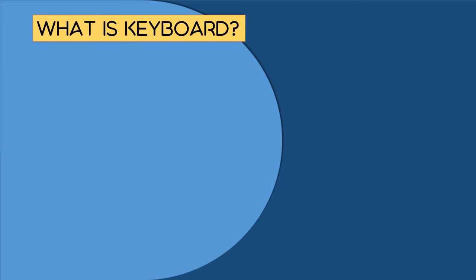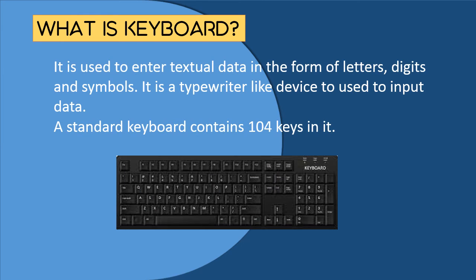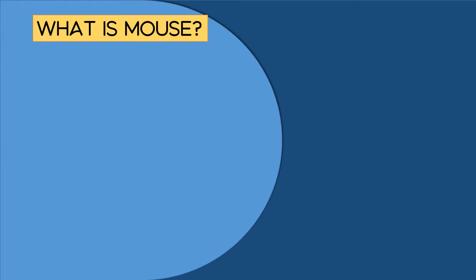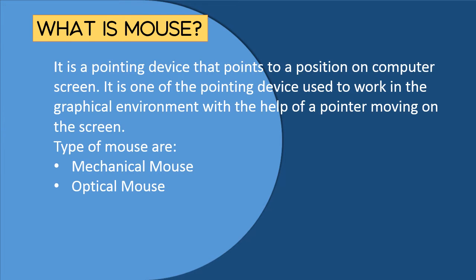What is a keyboard? It is used to enter textual data in the form of letters, digits and symbols. It is a typewriter-like device used to input data. A standard keyboard contains 104 keys. What is a mouse? It is a pointing device that points to a position on the computer screen. It is used to work in the graphical environment with the help of a pointer moving on the screen. Types of mouse are mechanical mouse and optical mouse.